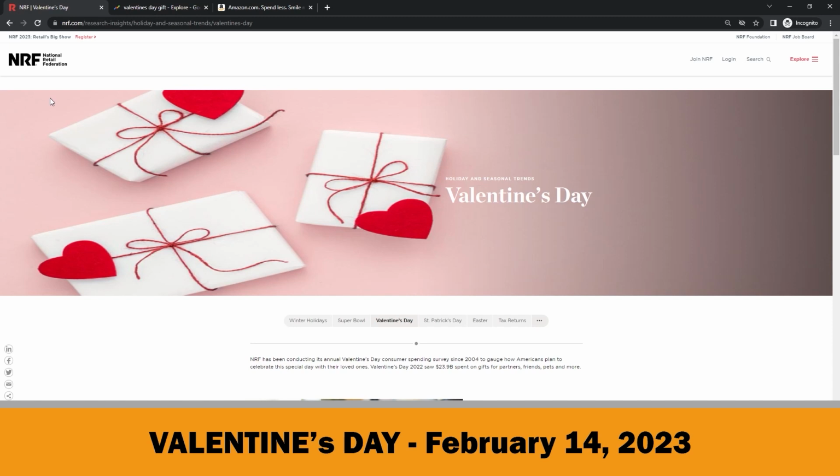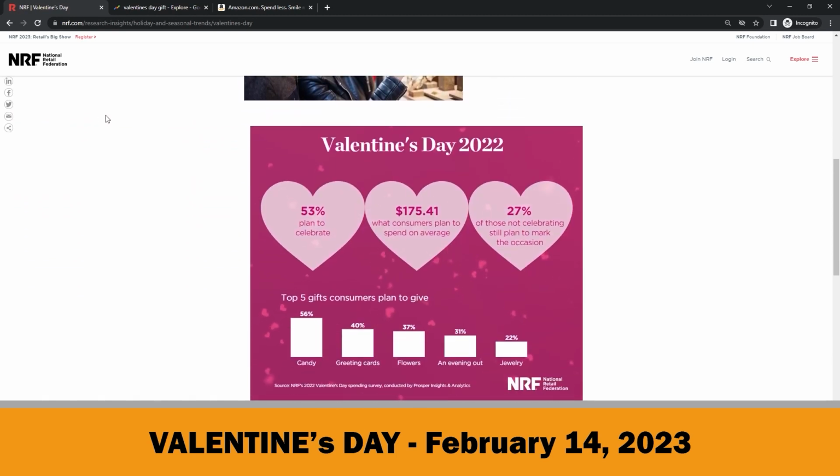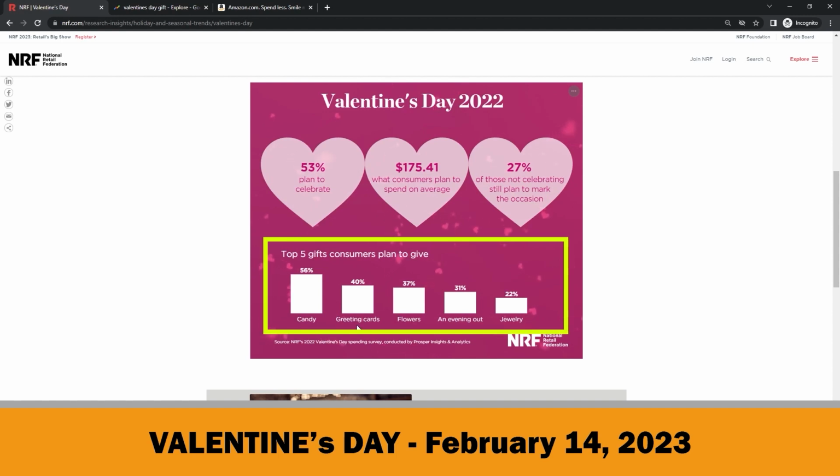Valentine's Day is a day of romance and love. Lovers express their love with gifts on this special day. According to the National Retail Federation's 2022 Valentine's Day Spending Survey, more than half of US consumers planned to celebrate the holiday last year, and the average expected spending was $175. Candy, greeting cards, and flowers remain the most popular gift items on Valentine's Day.